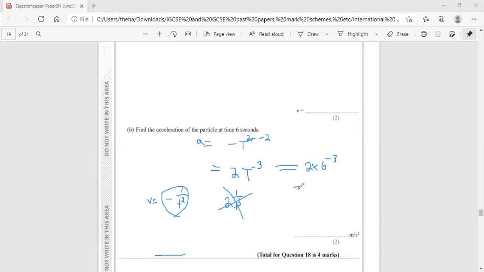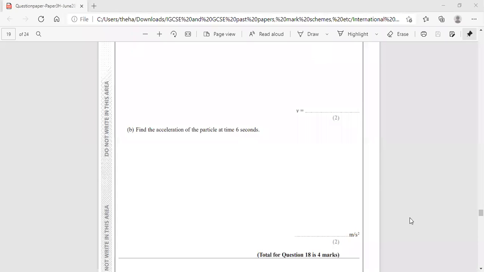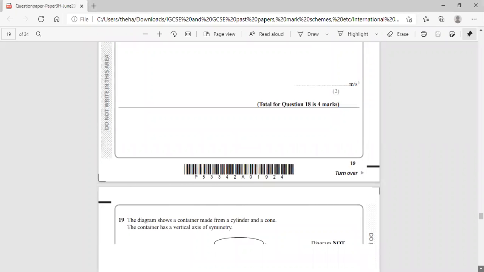So then what we have to do is 2 times 6 to the power of -3, which will give us our answer. And the answer is 1 over 108 meters per second squared, which is the units for acceleration. Okay, that is the answer. So that's the differentiation question. Most students find that quite tricky, but it's a piece of cake if you know how to do it.